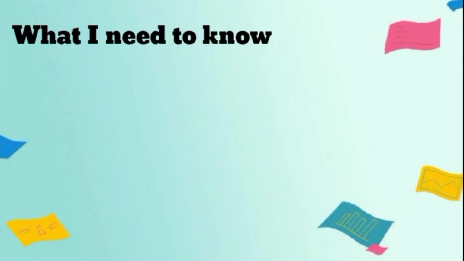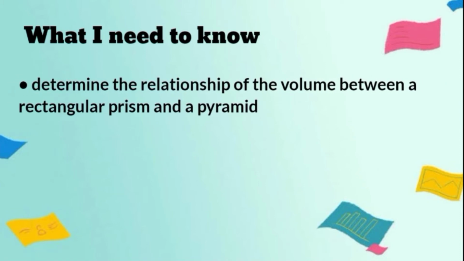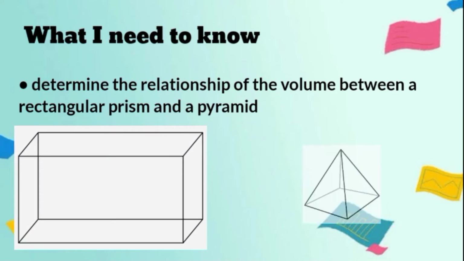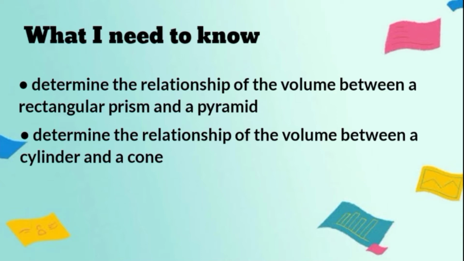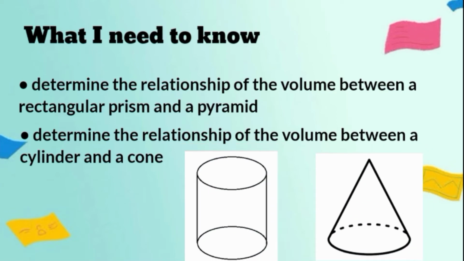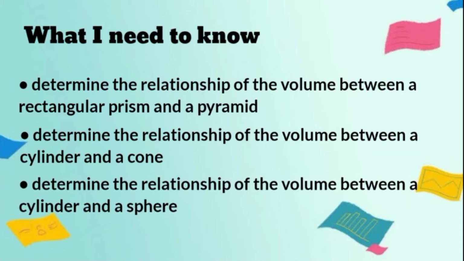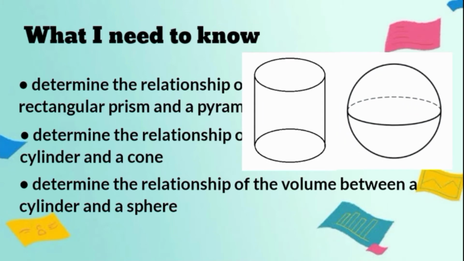At the end of the lesson, we are going to determine the relationship of the volume between a rectangular prism and a pyramid. Determine the relationship of the volume between a cylinder and a cone. And determine the relationship of the volume between a cylinder and a sphere.